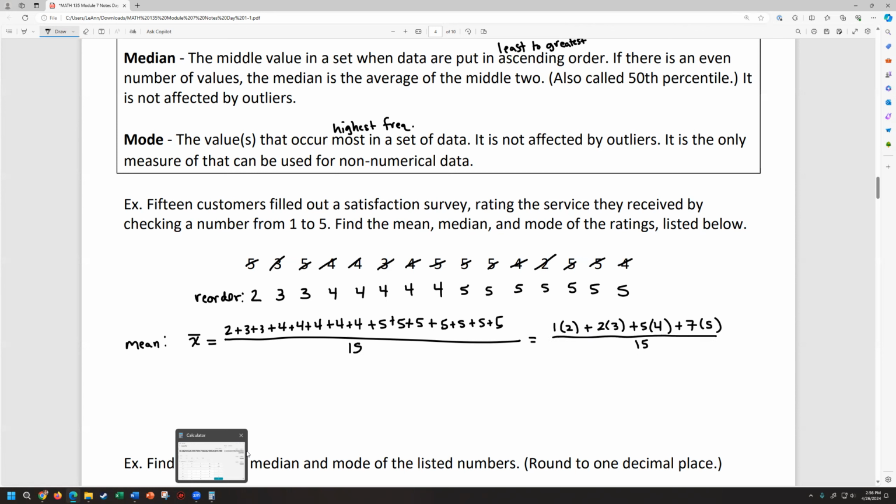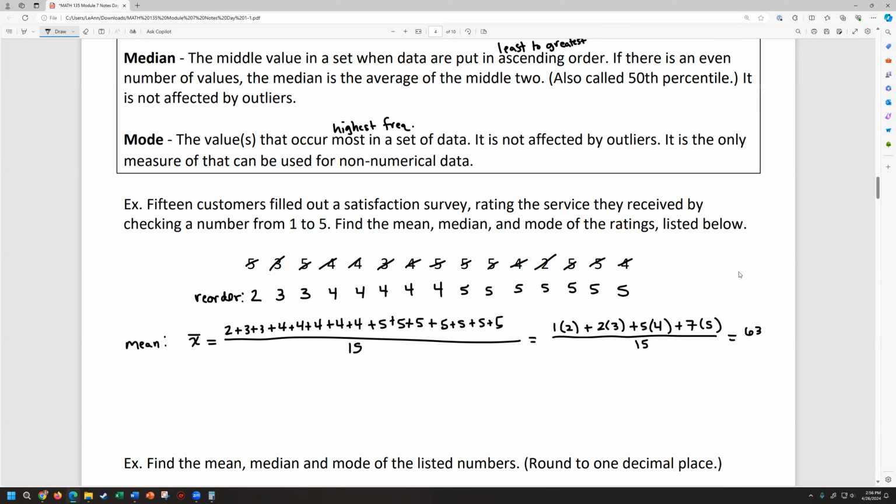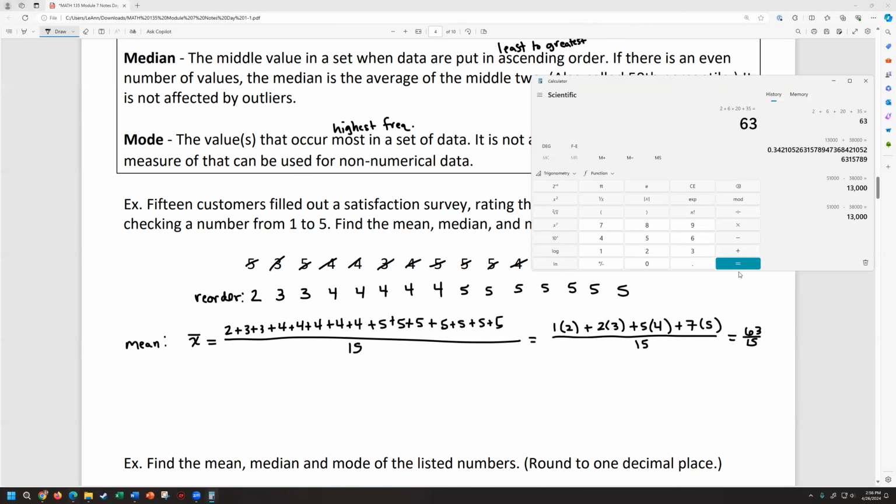You're just telling me the number of repetitions. So instead of pushing add a bunch of times on my calculator, I'm using multiplication of the repetition of addition to get to the answer a little quicker. So that would be a 2 plus a 6 plus a 20 plus a 35 if I have all my multiplication done. So that is 63 over 15, and we divide that to get the average.